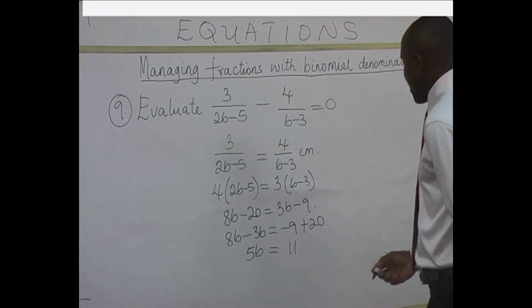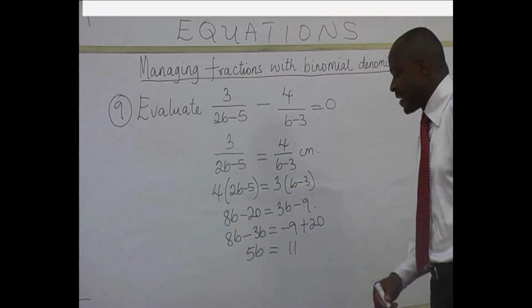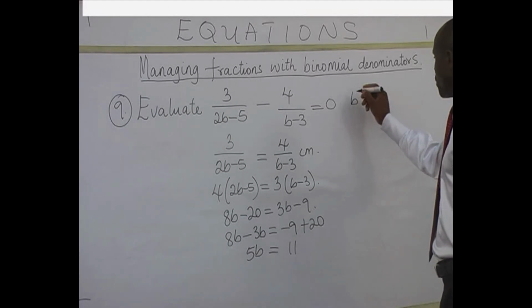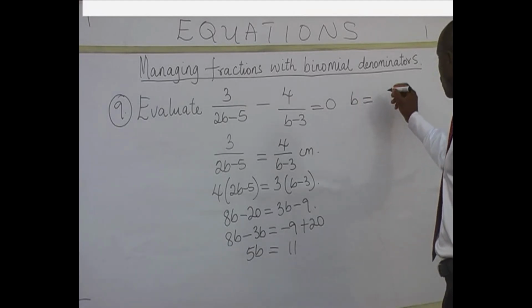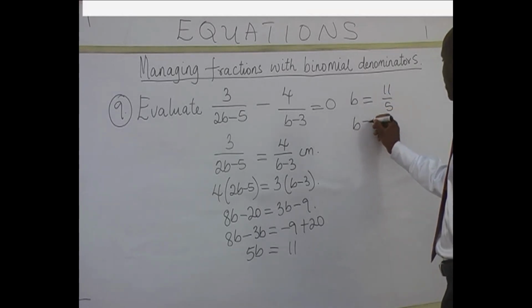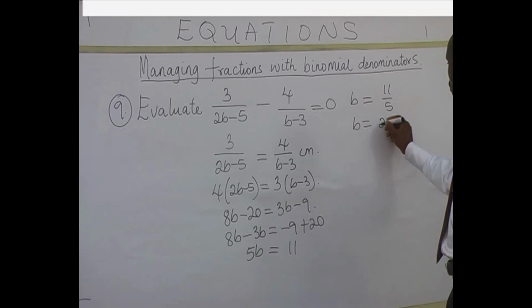Divide both sides by 5 so as to eliminate 5 that is coefficient of b in the left hand side. You are going to be left with only b in the left hand side, and it's going to be 11 divided by 5. 11 divided by 5 is 2, and 1 is remaining. So we have 1 all over 5.